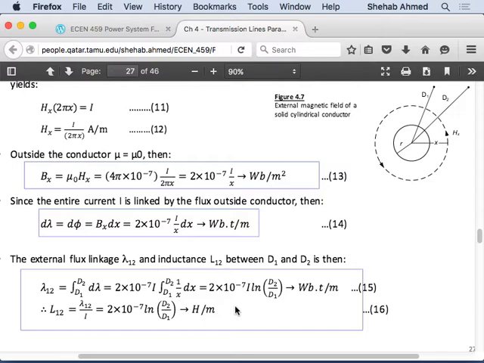So is the process clear? Yes. So when you talked about the total flux linkage, there are more than one. Now it's still one conductor. Yeah, so we didn't.